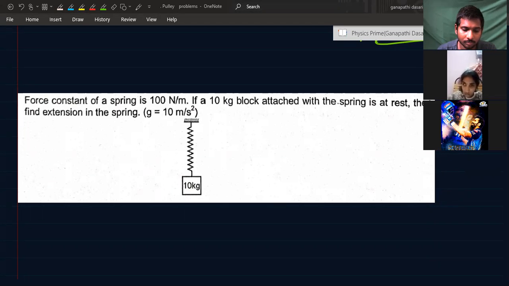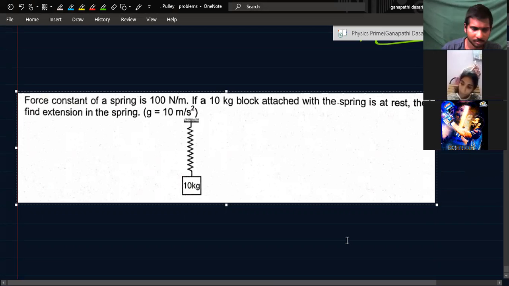You got it? Is it 10 or 1 meter? Draw the free body diagram, right? 1 meter, sir.